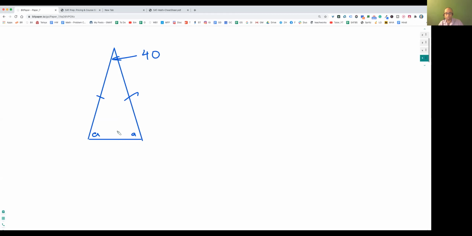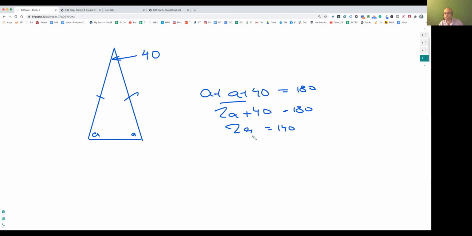So remember, if these two angles are the same, you sum these angles up, and you need to know the sum of these angles. A plus A plus 40 is equal to 180. So now group these together: 2A plus 40 is equal to 180. So 2A is equal to 140, and so A is equal to 70. And you can actually check it by putting it in here: 70 and 70, add these together. Well done, Shay. Yes, 70 plus 70 plus 40 is 180.